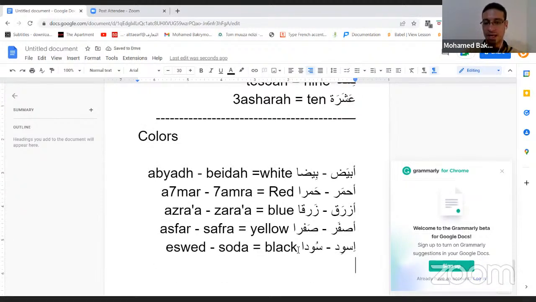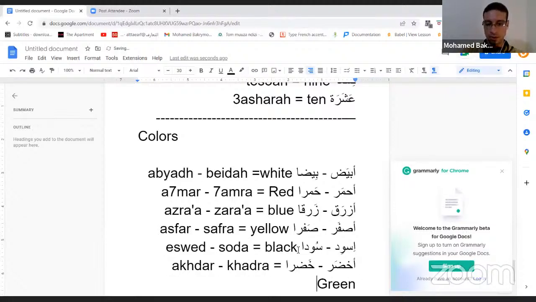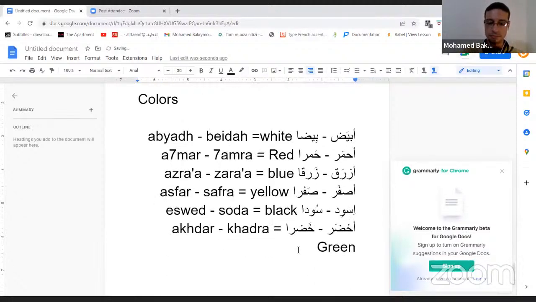Okay. And the next one is akhdar. And the feminine form is khadra. So akhdar is green. Akhdar, khadra is the feminine form of it. Akhdar, khadra. Green. Okay.